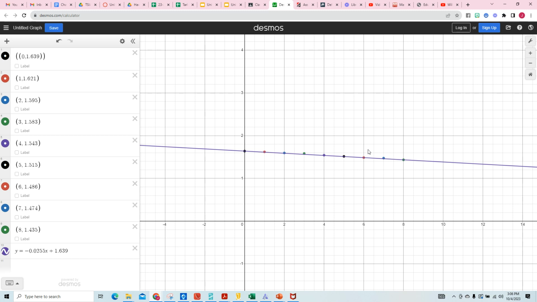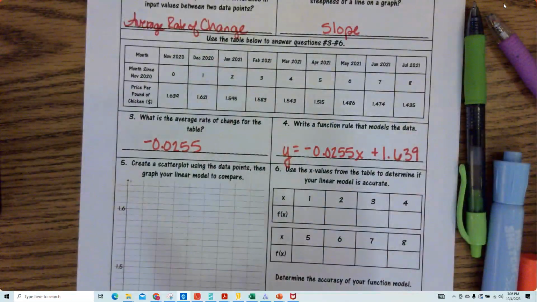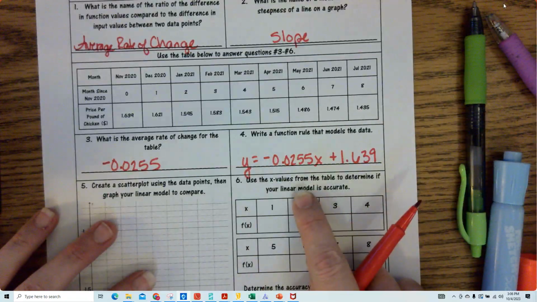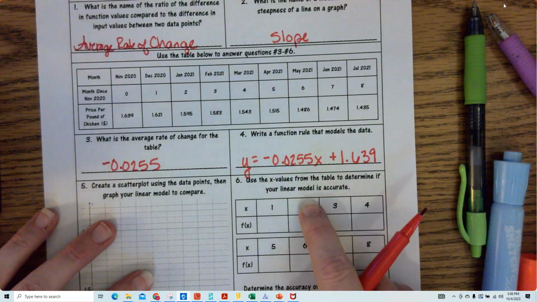And so what that means is using this scatter plot, I can tell that, hey, this guesstimate that I made using the averages is pretty close to the data. It represents the data really well. And so we can use the X values from the table to determine if the linear model is accurate.